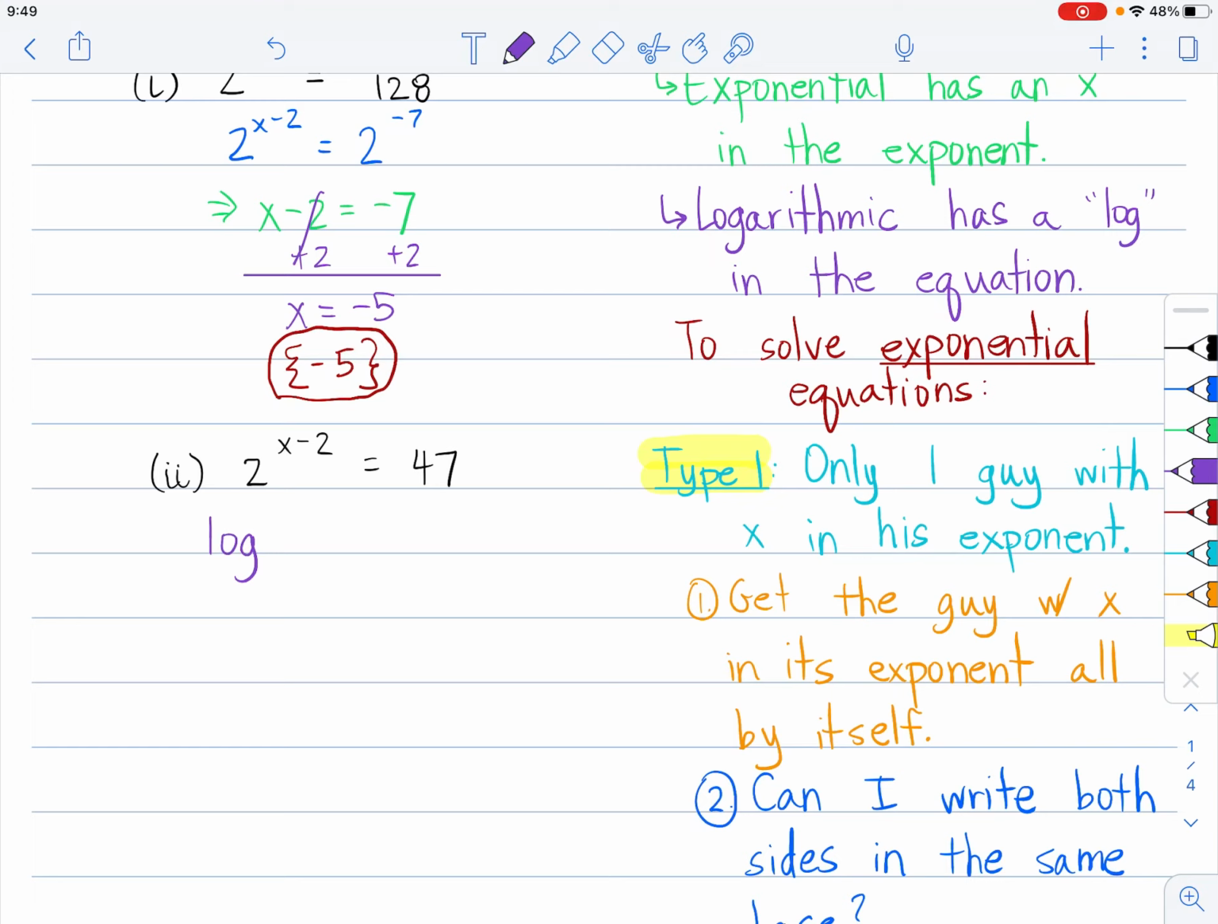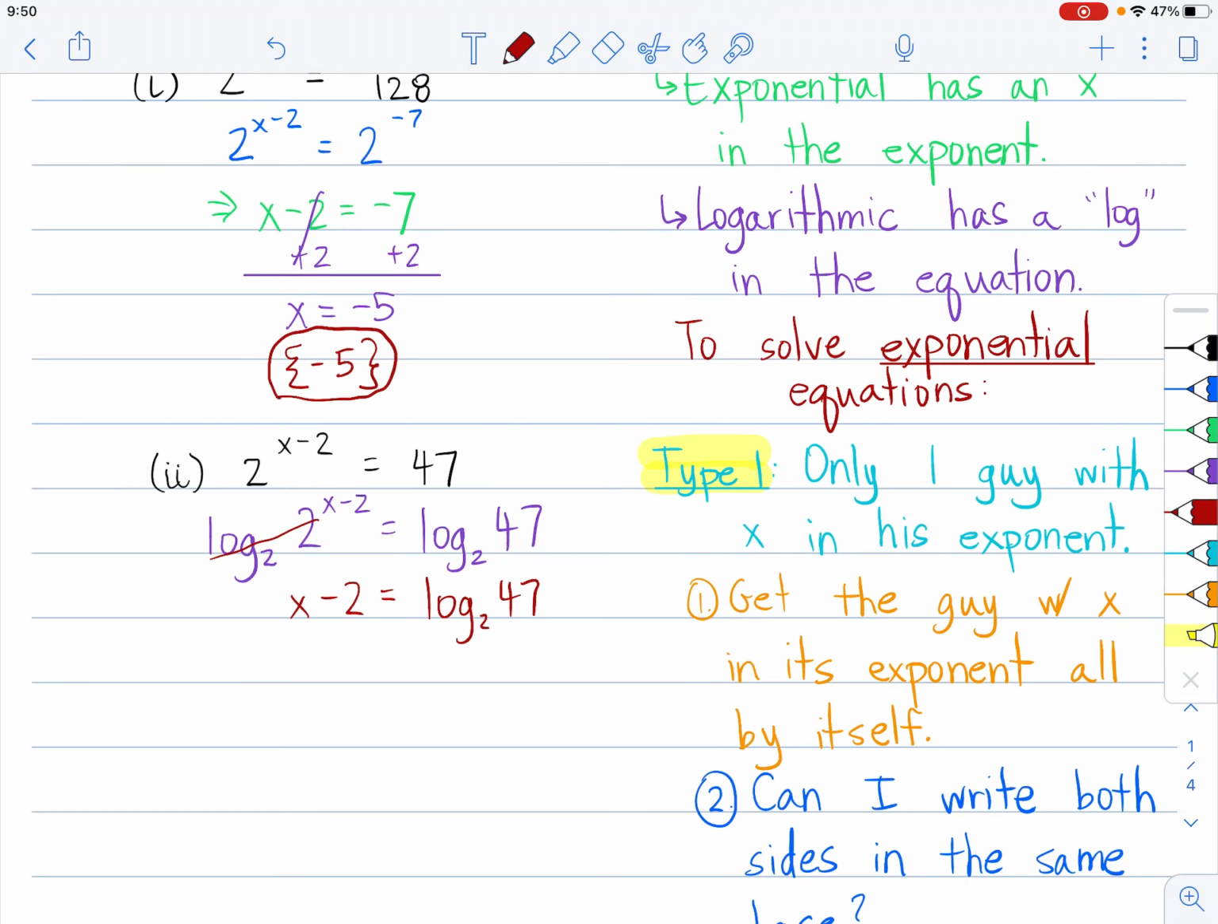In this case, our base is 2, so we're going to log base 2 to the x minus 2, which is going to equal log base 2 of 47. Why are we log base 2ing? Because log base 2 of a base 2 exponential cancels out. Log base 2 of 2 to the x minus 2, log base 2 of 2 cancels, and x minus 2 falls out. That's going to equal log base 2 of 47.